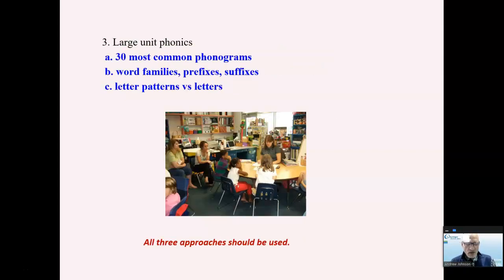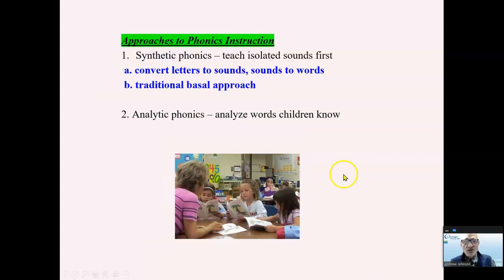And the third approach is less known. It's called large unit phonics. You're teaching students to look at patterns or phonograms or prefixes, suffixes, patterns versus individual letters. And I'll give you some ideas for that in a minute. But which approach should you use? You should use all three approaches, not one or the other, but all three, because some students may learn better with one of these.